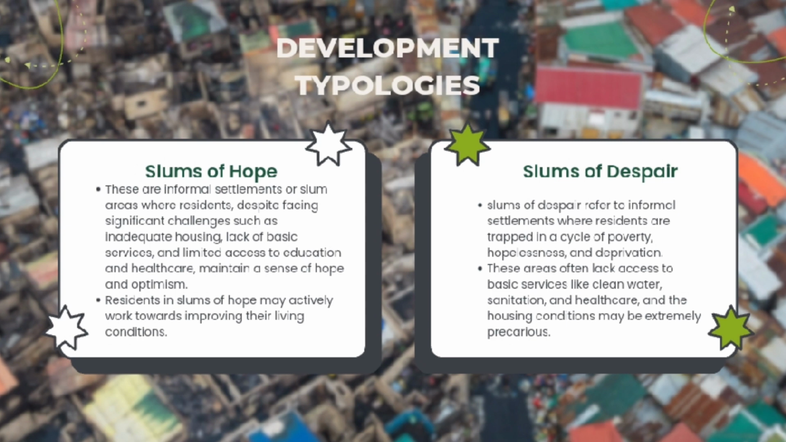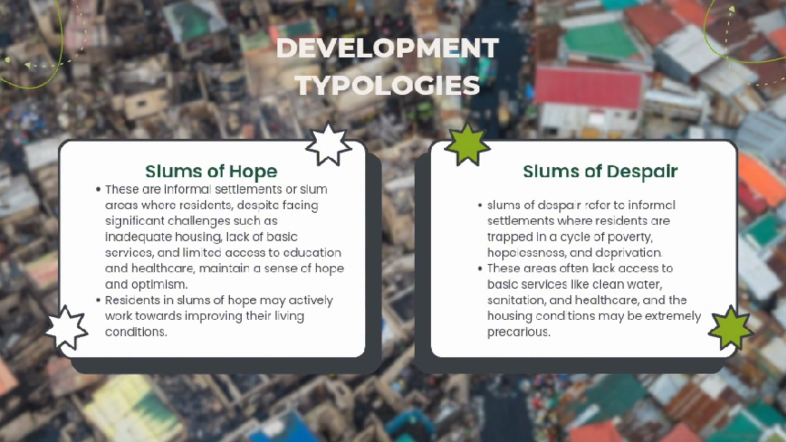Slums of hope and slums of despair. So these ideas are about how people in squatter communities face different challenges and opportunities and how their living conditions change over time. Some have hope and some control, while others face despair and limitation.